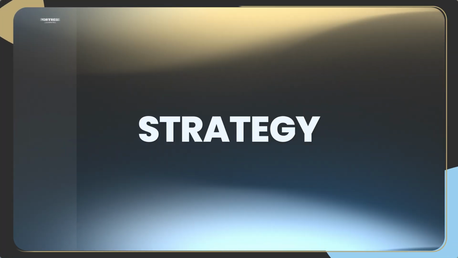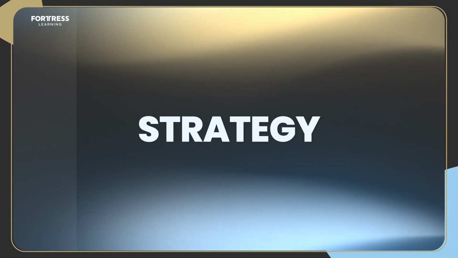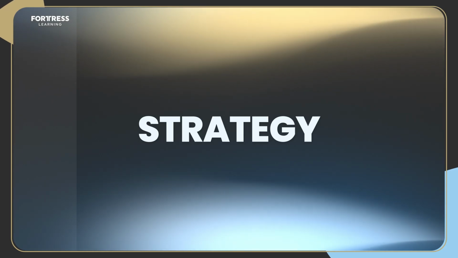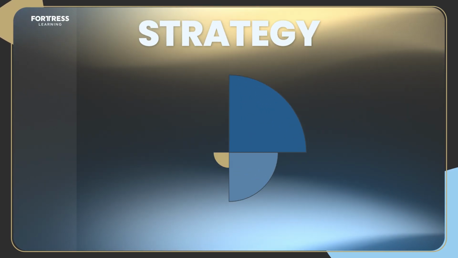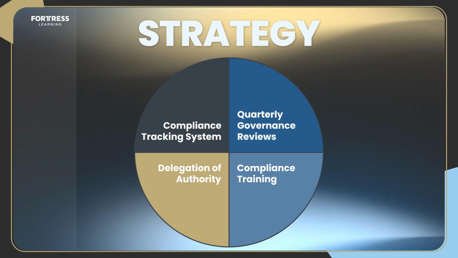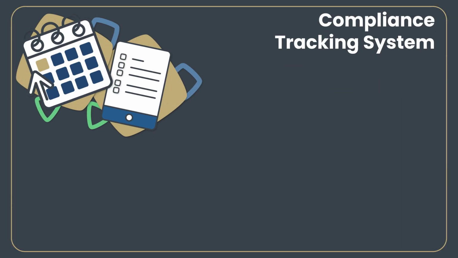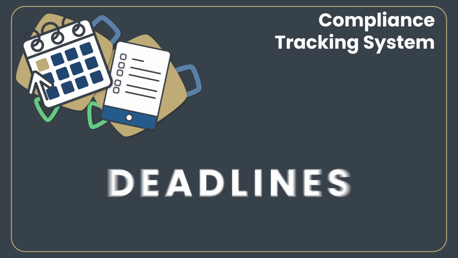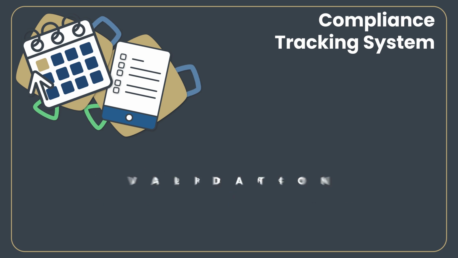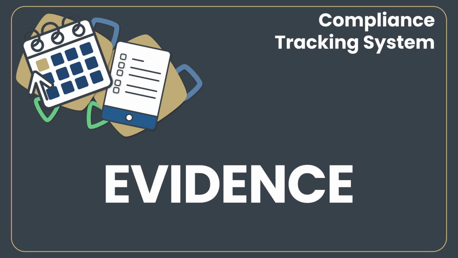Now let's talk strategy. To be able to meet the compliance requirements and demonstrate that your practices align with the essential outcome standards, you can use these 4 key systems. We've got a compliance tracking system, quarterly governance reviews, compliance training, and a delegation of authority. Compliance tracking systems are like a centralised compliance register and kind of a live calendar. You can track deadlines, trainer currency, validation cycles, insurance reviews, and you can link this to related policies and evidence.